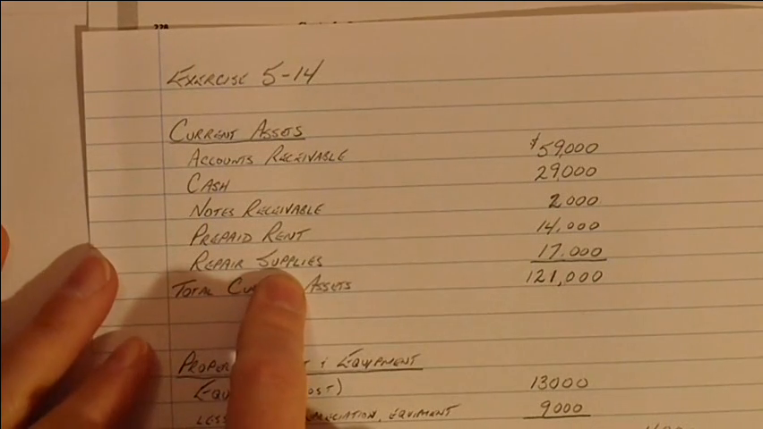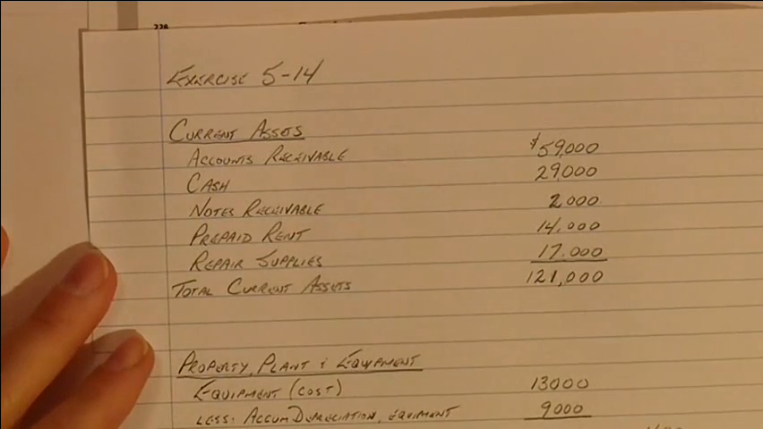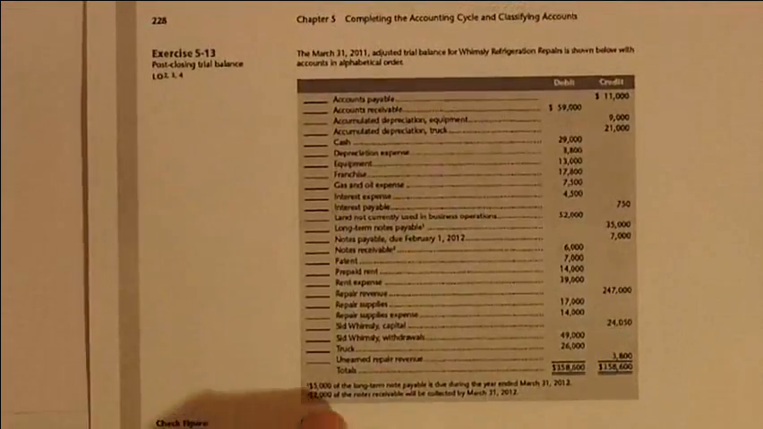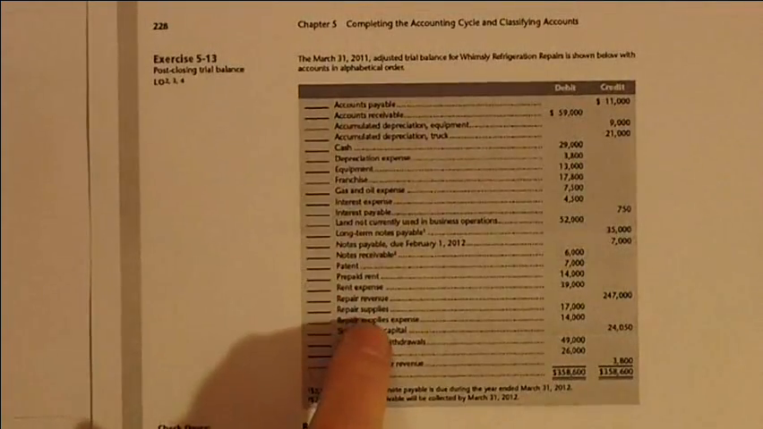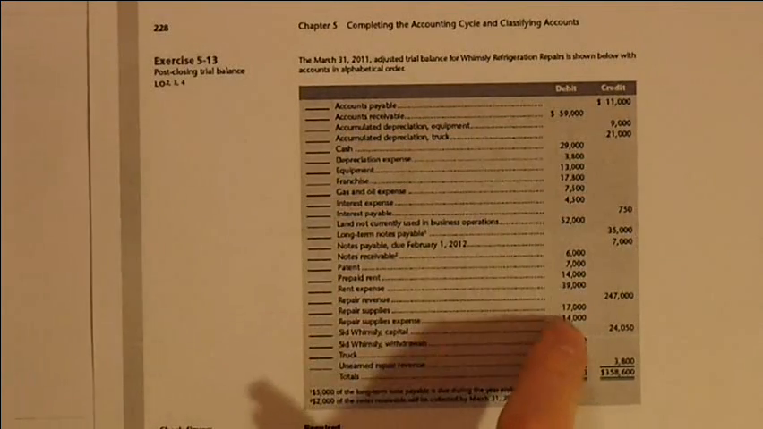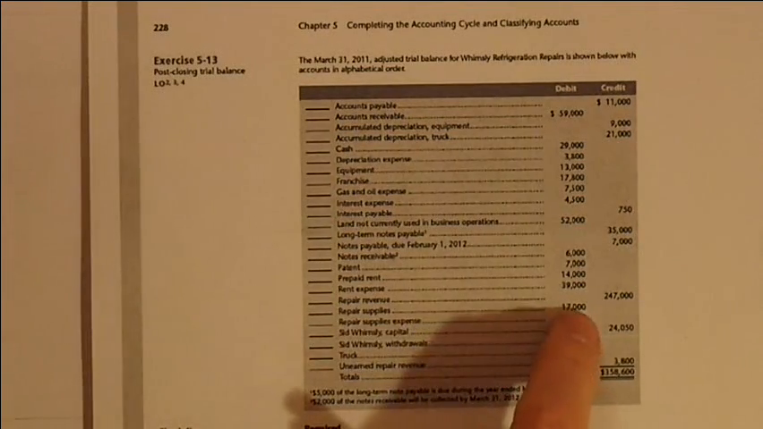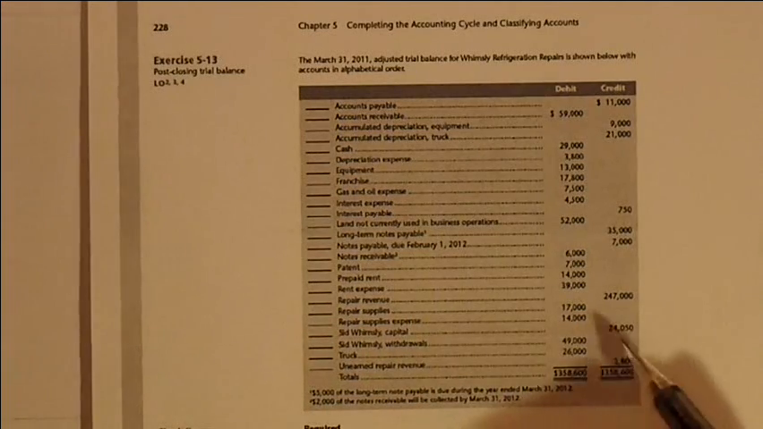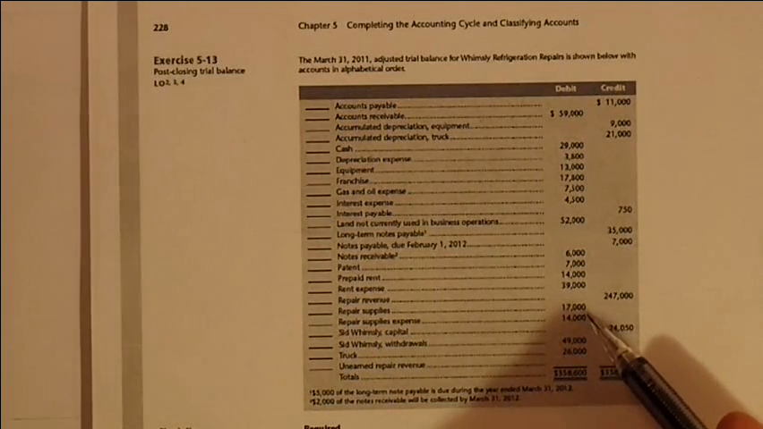There are 2 repair supplies accounts in this list. They include repair supplies and repair supplies expense. Repair supplies, the dollar value there, $17,000, is the amount of repair supplies that we still own. They're sitting on the shelf, and we'll probably use them at some point within the next year, or probably sooner. We'll use them to actually do some repairs.